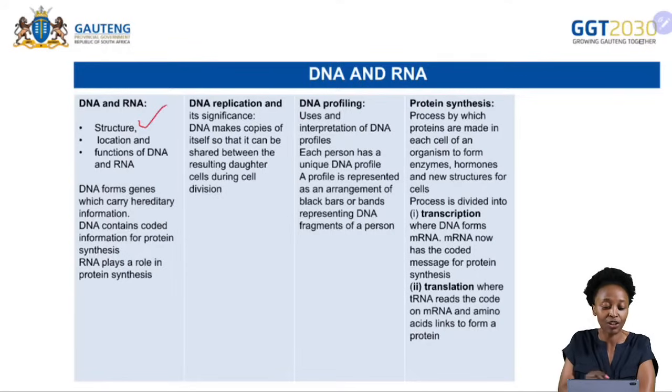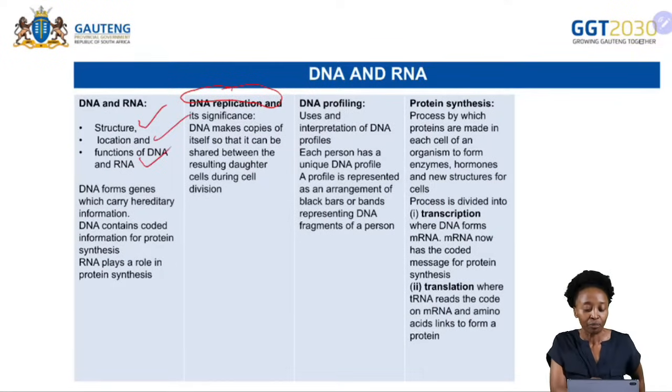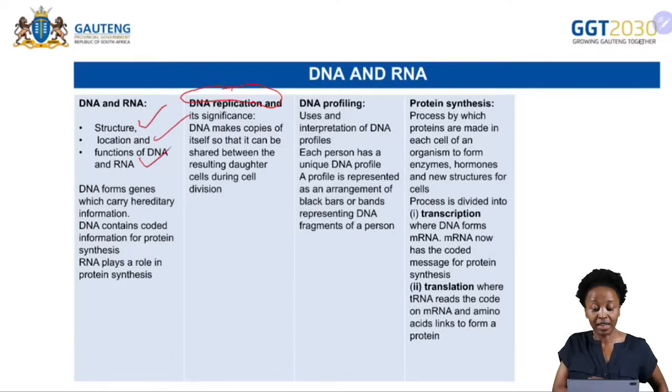It's the structure, the location, and the functions of the DNA and the RNA. And then we have this process, which is very important, DNA replication. Again, this is the process where the DNA makes a copy of itself that can be shared between the resulting daughter cells during cell division.